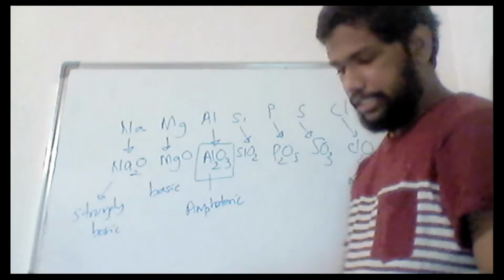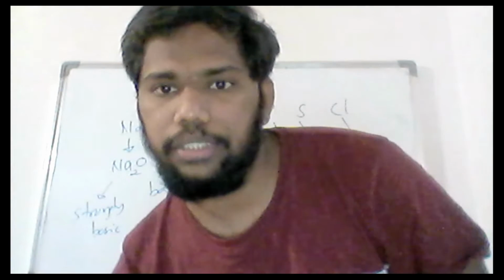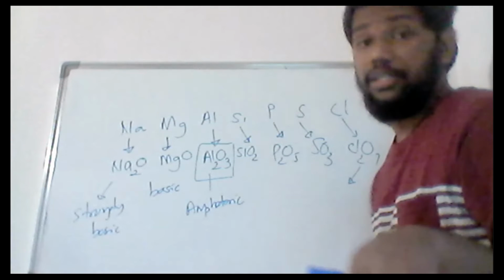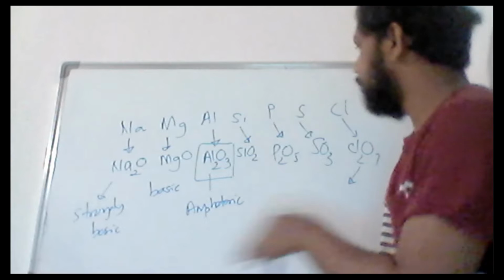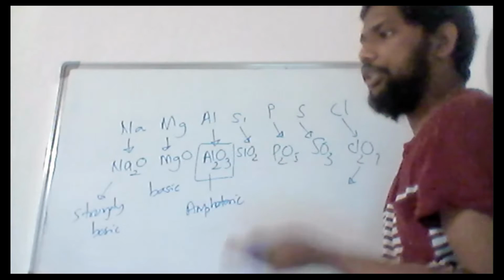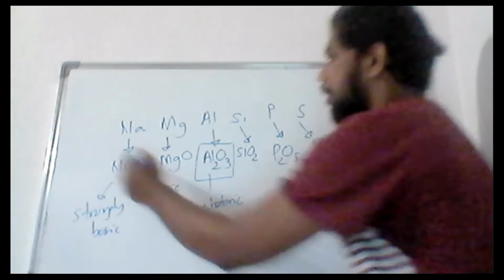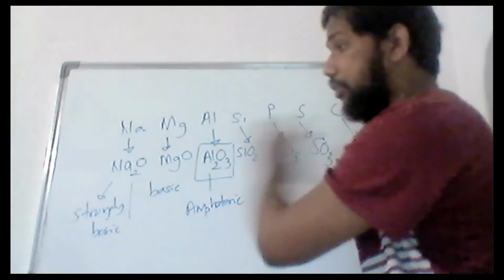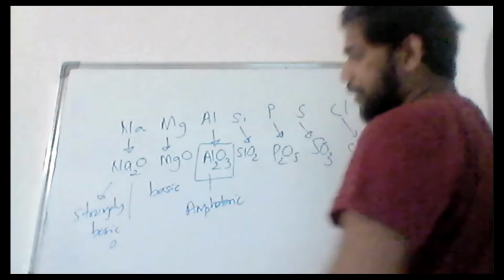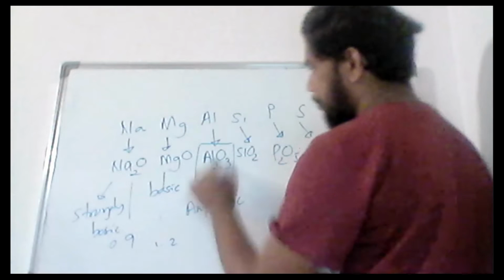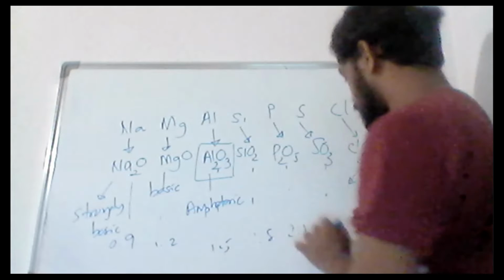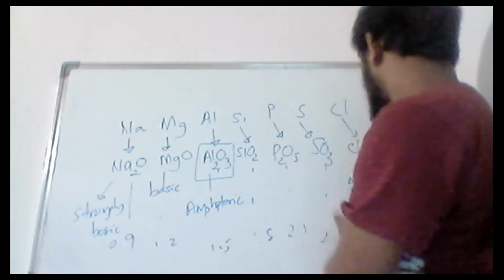And the second question illustrates that. The electronegativity is very straightforward. In the period, when you go from left to right, the electronegativity increases. Note this is for the elements, not for the oxides. For sodium, it is around 0.9. This is 1.2, this is 1.5, this is 1.8, this is 2.1, this is 2.5, and this is 3.0.